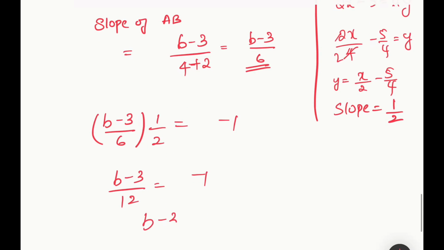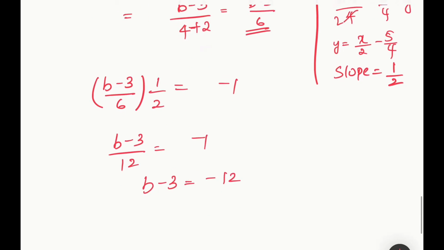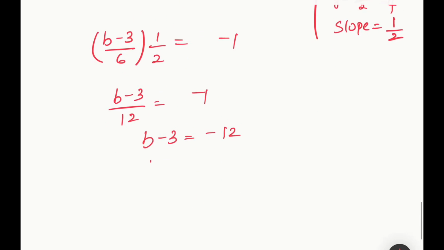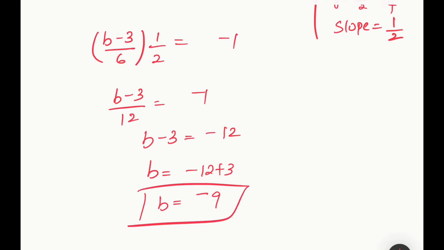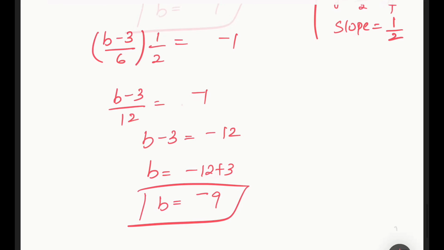b - 3 = -12. So b = -12 + 3. b = -9. So I get the value of b as -9 here.